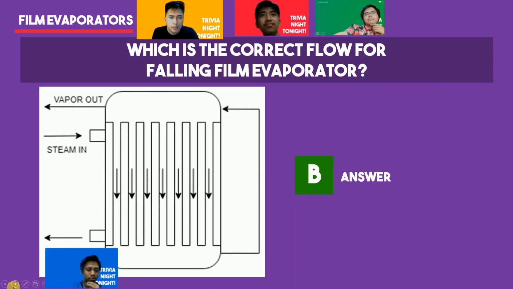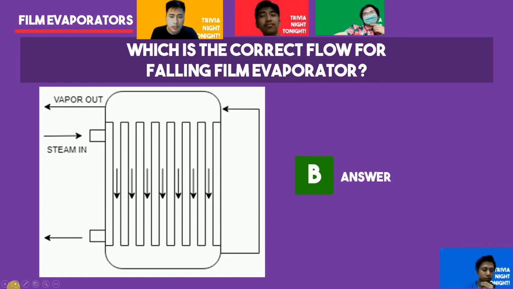I think it's letter B because the second figure is a falling film evaporator, recognized from the direction of flow of the fluid in it and the length of the tubes. It has longer tubes and vapor escapes from the top, as well as the direction of fluid flow is downwards.